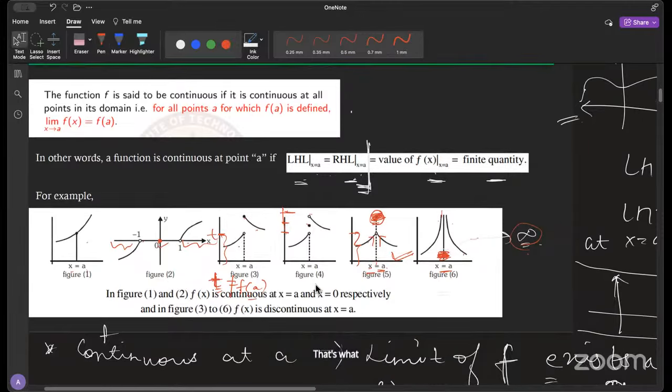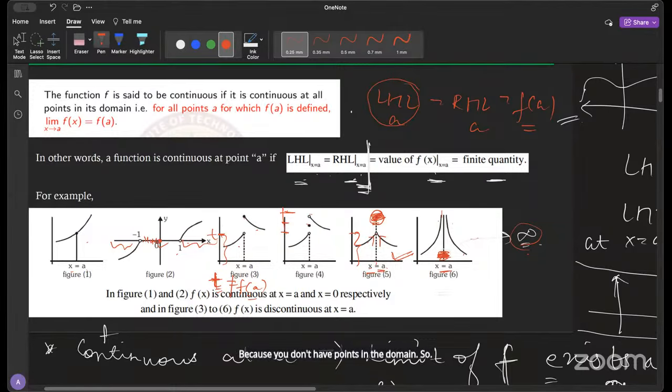Let's say this point is 0. So your left hand limit at a, right hand limit at a, and your function's value at a should be the same. But in this particular example, there's no concept of left hand limit because you don't have points in the domain. So these points should have been in the domain, but they're not there. This is an isolated point.